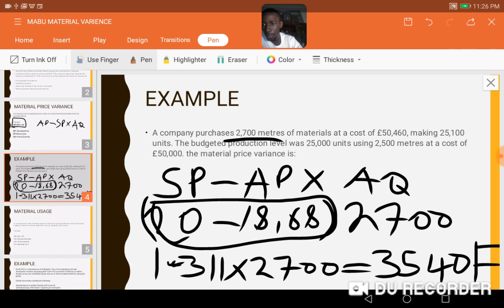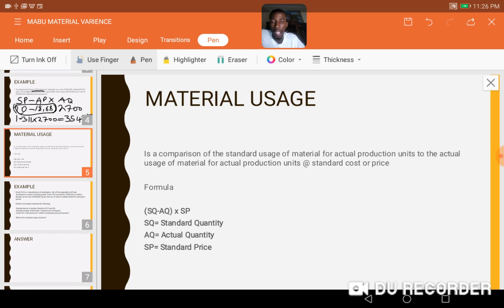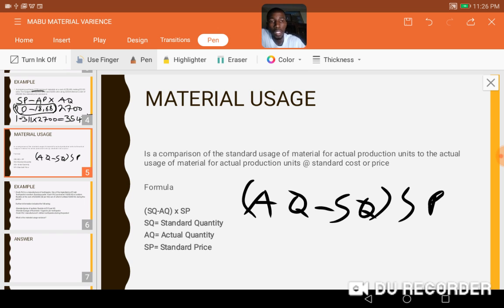Let's continue. Let's get into material usage. Here, you just compare the standard usage of material for the actual production to the actual usage of material for actual production units, at a standard cost or standard price. So the formula is: standard quantity minus actual quantity times standard price. Just like the previous one, in the books they normally write AQ minus SQ times SP. Here's the key: SQ is standard quantity, AQ is actual quantity, and SP is standard price.